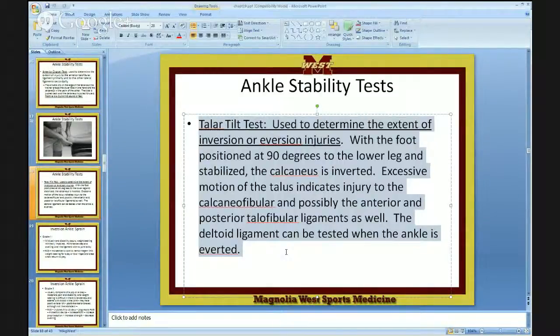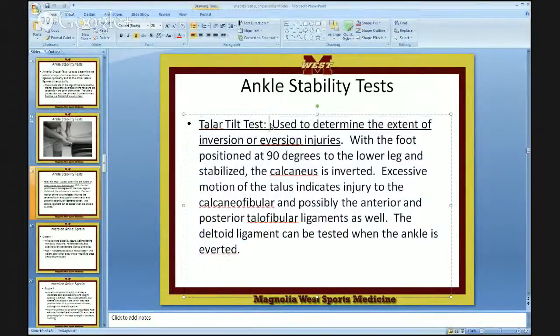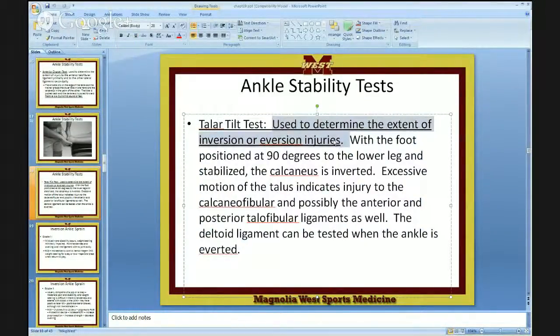Do you think that's right? True or false? The Taylor tilt test of the ankle is used to determine what kind of injuries.